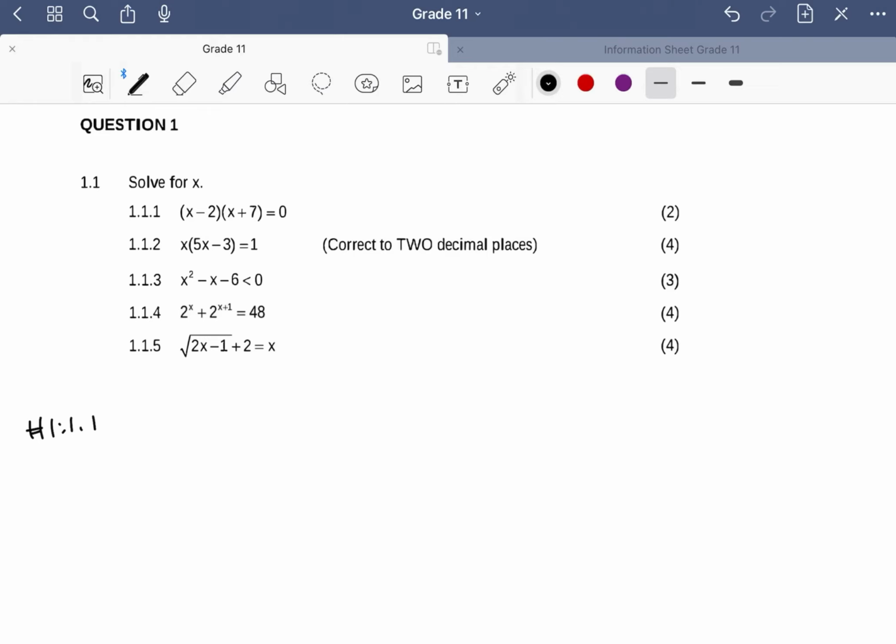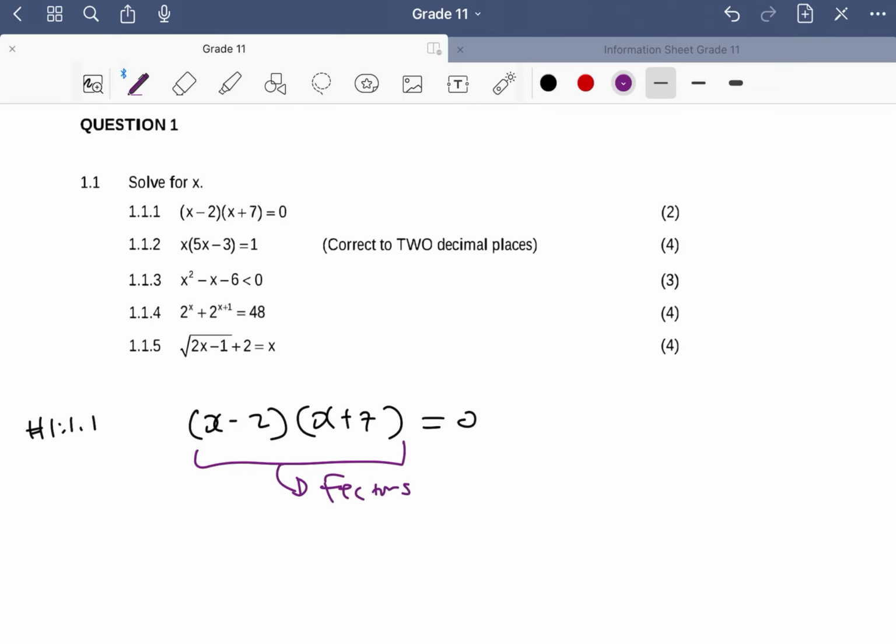Okay, so let's go. So firstly, if you have a situation like, for example, 1.1.1, if you have x minus 2 and x plus 7 is equal to 0. So in mathematics, we call this situation factors, right? These are the factors. So if you have anything like this, let's say x times y, for argument's sake, y is equal to 0. The rule here is you say x is equal to 0 or y is equal to 0.